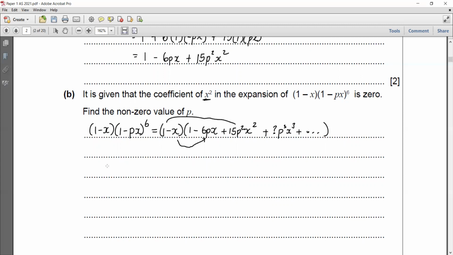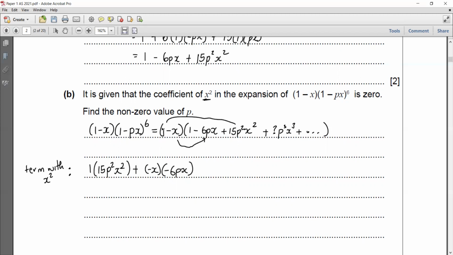So when I write this out, I have 1 multiplied by 15p squared x squared. That's the first term, and then you must combine it with this one here. We have minus x, I'll put it in brackets, multiplied by negative 6px. So this is the term with x squared. Okay, so this is how to get the term with x squared.